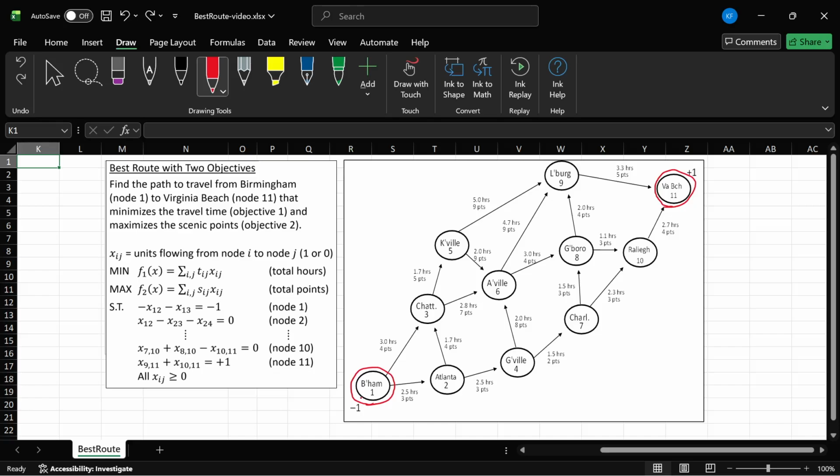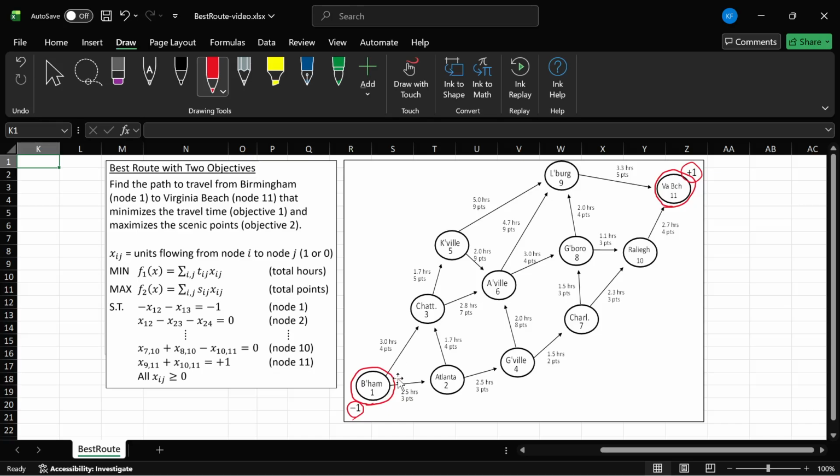And you see, we can formulate this problem as a network flow, putting 1 unit of supply in the source node, the starting node, and 1 unit of demand in the destination node. We formulate a problem where we want to ship this 1 unit from node 1 to node 11, and that will find for us the shortest or the nicest path. This would work for one objective.